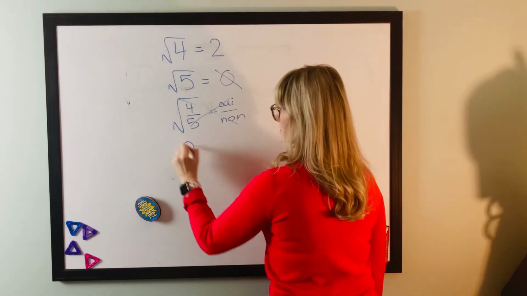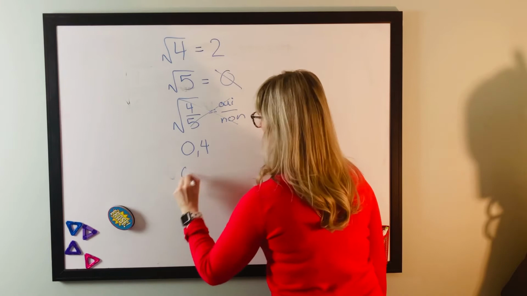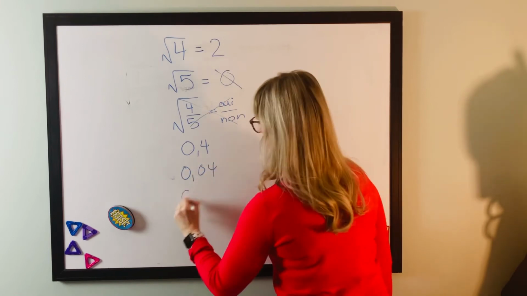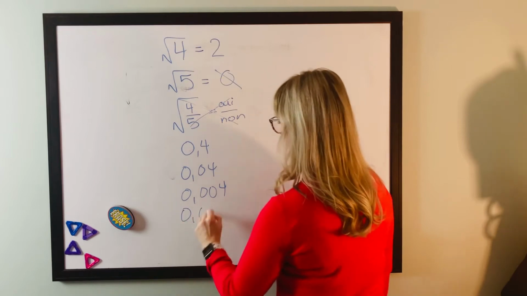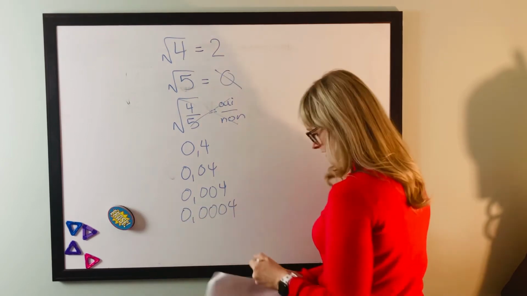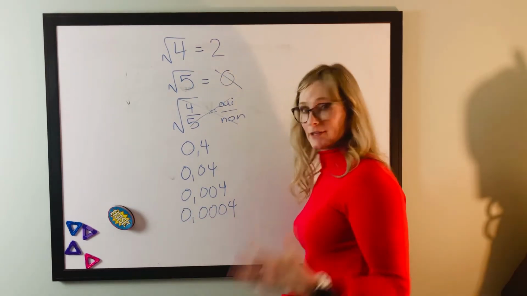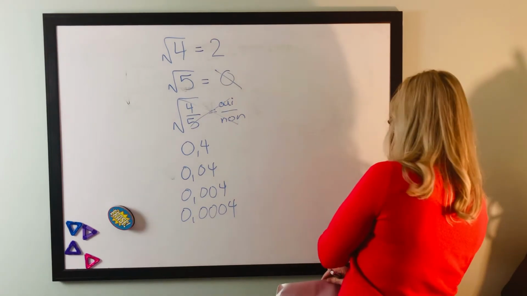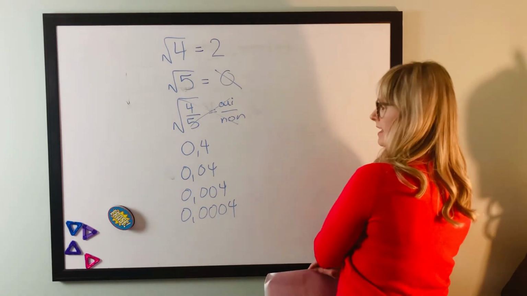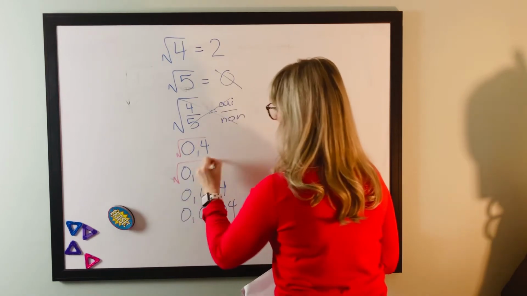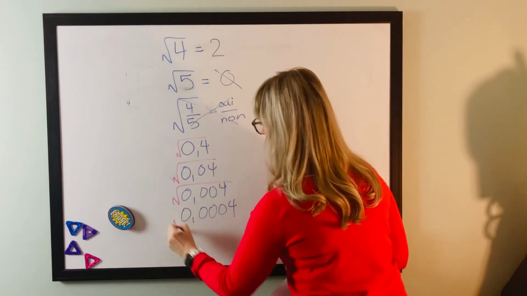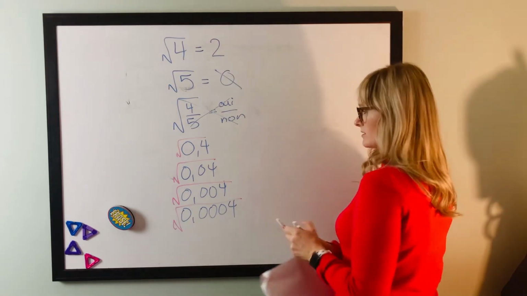Okay, then what happens when we go 0.4, 0.04, 0.004, etc.? Well, let's do this many. And how do you figure that out? Do you guys remember how to figure that out? You just go and you say, all right, I'm going to change it into a fraction. So are these perfect squares? Do they give us a whole number answer? Well, I'm going to change these into a fraction.